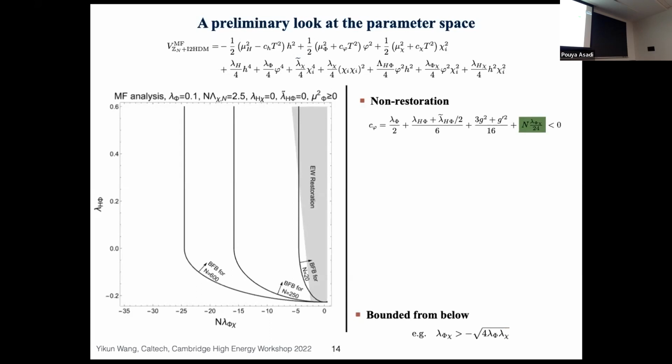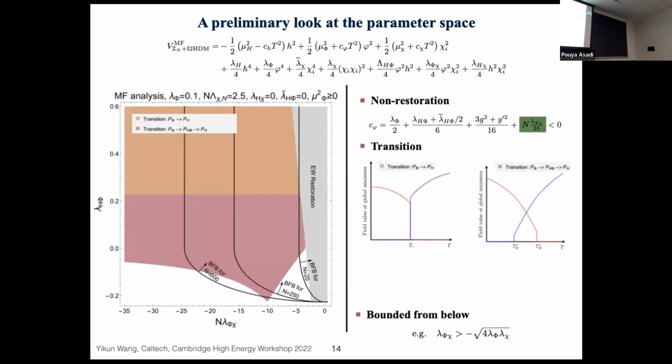So considering non-restoration is going to remove this gray region. And imposing the boundedness from below condition, we impose all those conditions, and I just highlight the one that plays the most role here. I'm going to have different contours with different numbers of scalars. So the extra scalars here help me to stabilize my potential with this portal coupling. And of course, I talked about these two possibilities that happen at the electroweak scale, and that separates my parameter space corresponding to different transition patterns.